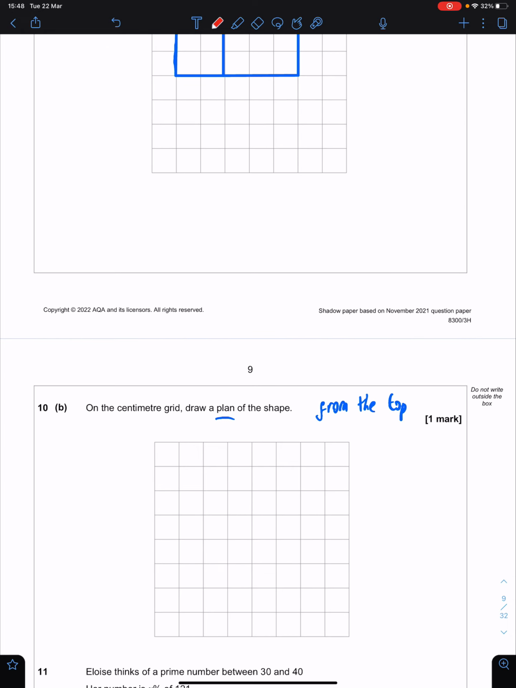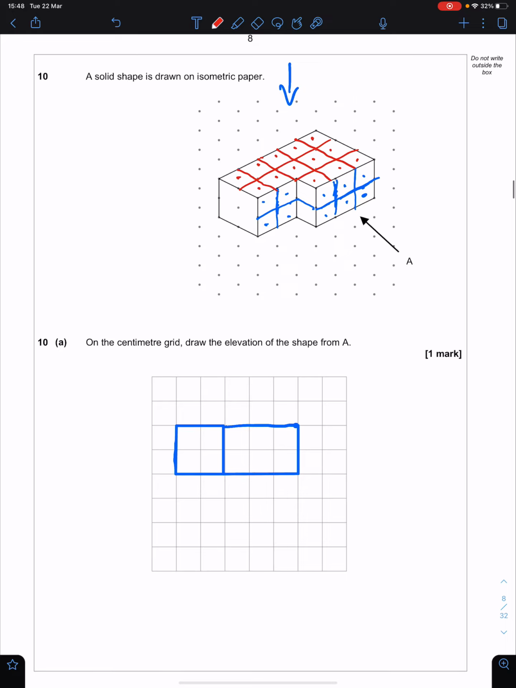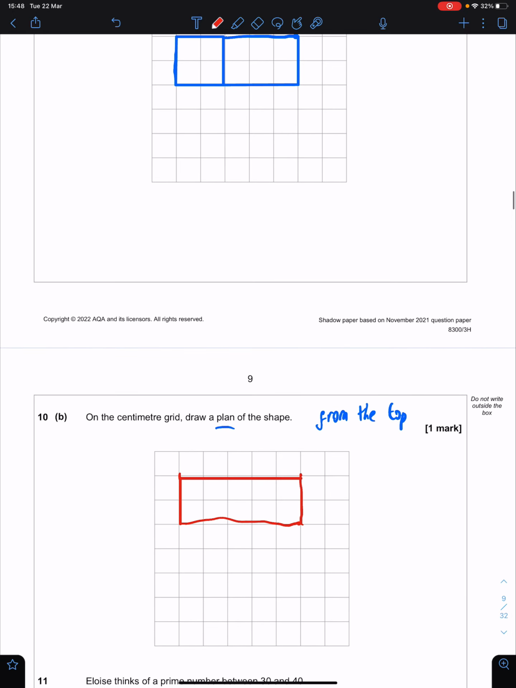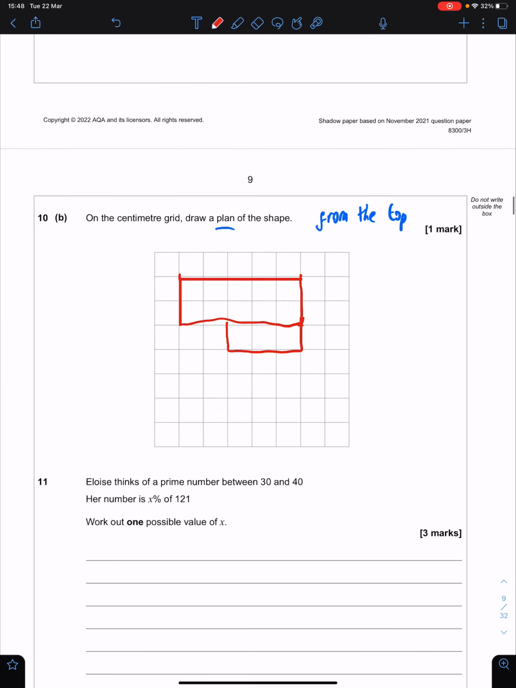So let's do it like this. And then 1, 2, 3, 4, 5. Oh my gosh, that's not very good. Oh wow, that's terrible. Let's just do it like that, it's fine. I should be using a ruler. And I've got 3 underneath as well, so like that, like that, like that. Okay, that was that question.